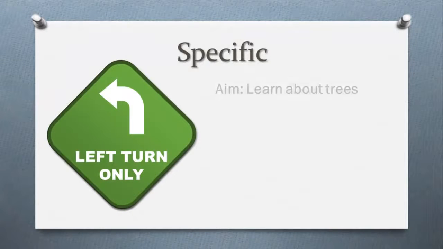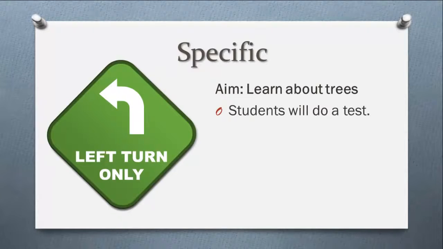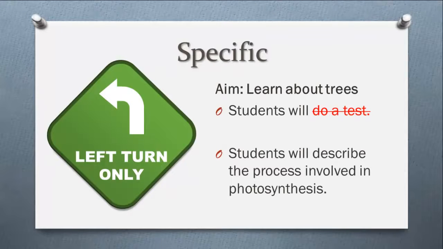If our aim was to learn about trees, we might write an objective which says students will do a test. Do a test is not specific, and another tutor covering your lesson wouldn't know what the test was supposed to be about. It is also something students will do, not what they will be learning. It is important that your objectives deal with learning. So we could change this to students will describe the process involved in photosynthesis. This is much clearer and also shows what you expect the student to learn. It is extremely important that your objectives are measurable.